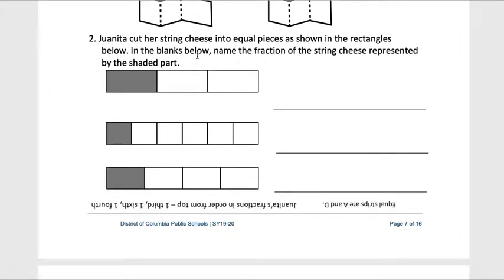Number 2 says, Juanita cut her string cheese into equal pieces as shown in the rectangles below. In the blanks below, name the fraction of the string cheese represented by the shaded part. You may write it as a fraction with the line, or you may write out the word. The first picture shows you 1 part shaded out of 3. We would call that 1/3.